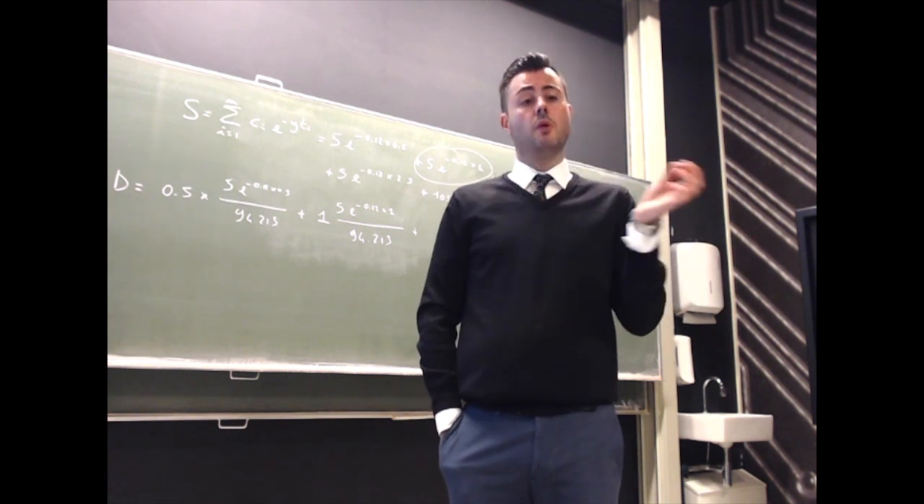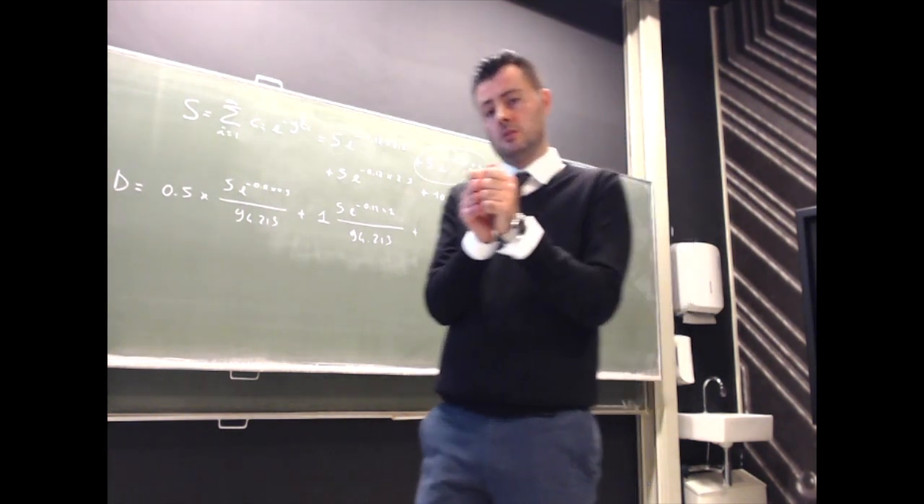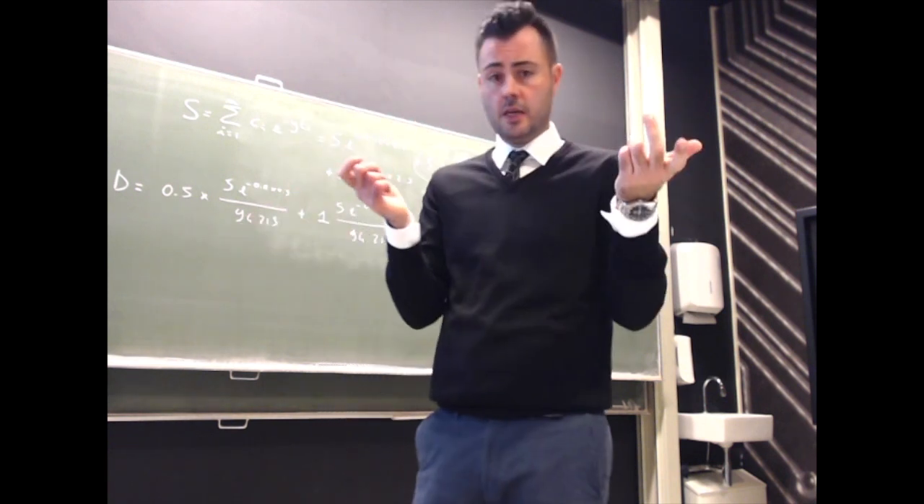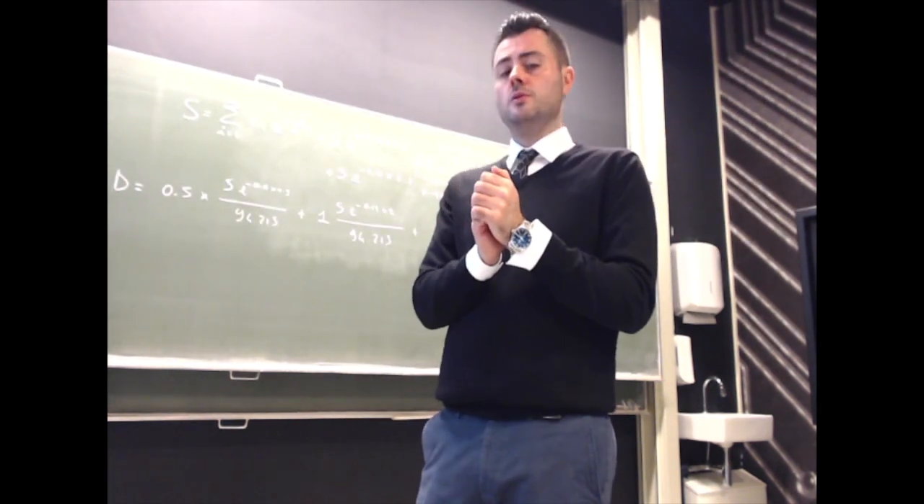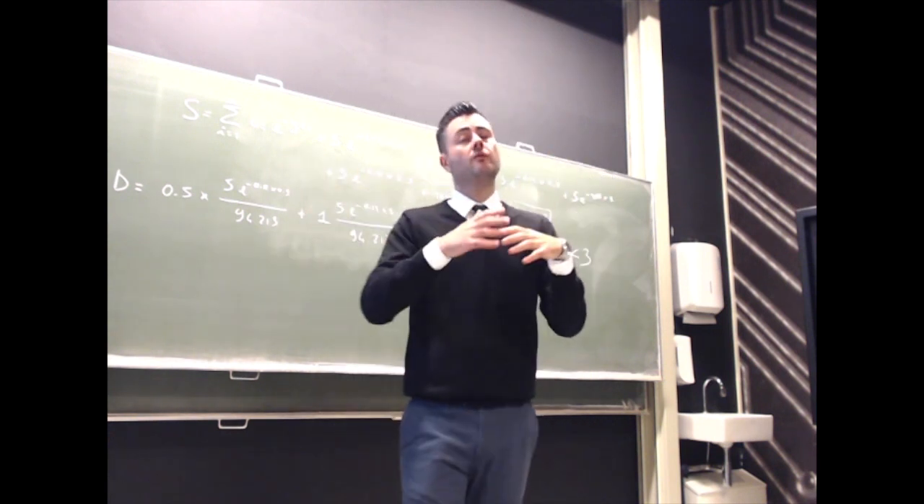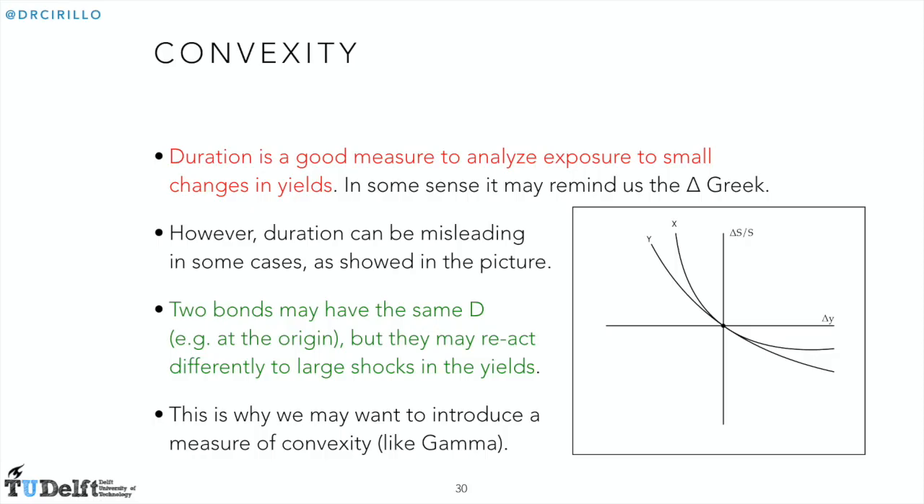We can have two bonds that have the same duration in a vicinity of a point, say at the starting point at time 0, but then they have a different convexity. So if we use the duration approximation, we treat them as if they were the same, while they have different behaviors. So in order to deal with the convexity with respect to interest rates, we can introduce a measure that plays the role of gamma. This measure in interest rates is called simply convexity.